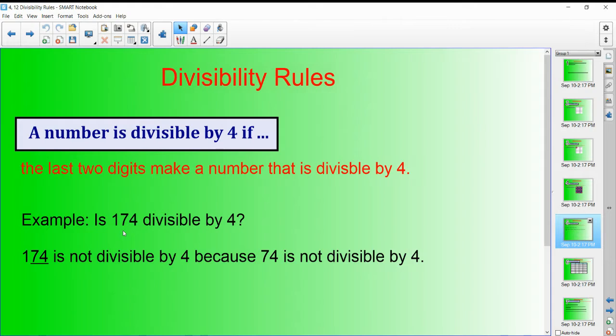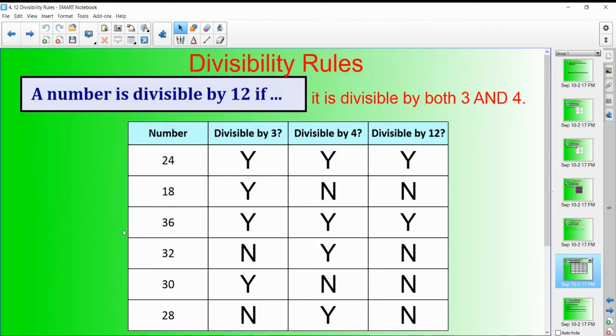Now 12 is going to be a similar rule to divisible by 6. So a number is divisible by 12 if both 3 and 4 work, because 3 times 4 is 12. So if both 3 and 4 work, then 12 will work. So 24 divided by 3, that works. 24 is divisible by 4, that works. So 24 is divisible by 12. And you can see here, the only way 12 works is if 3 and 4 work. If only one of them works, like 32, which is not divisible by 3, then it's not divisible by 12.